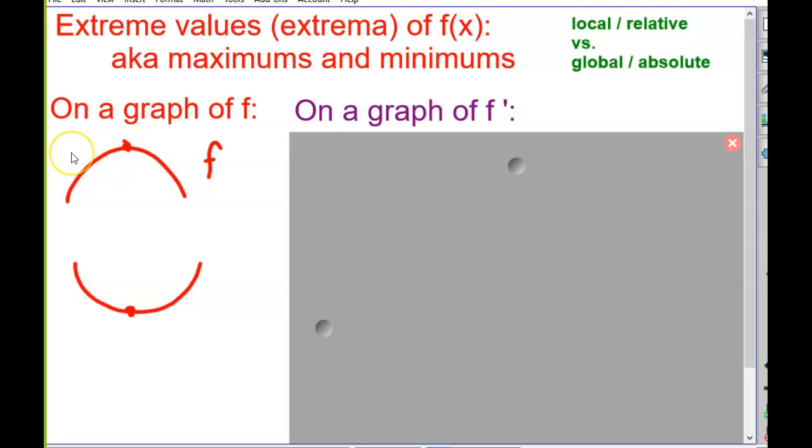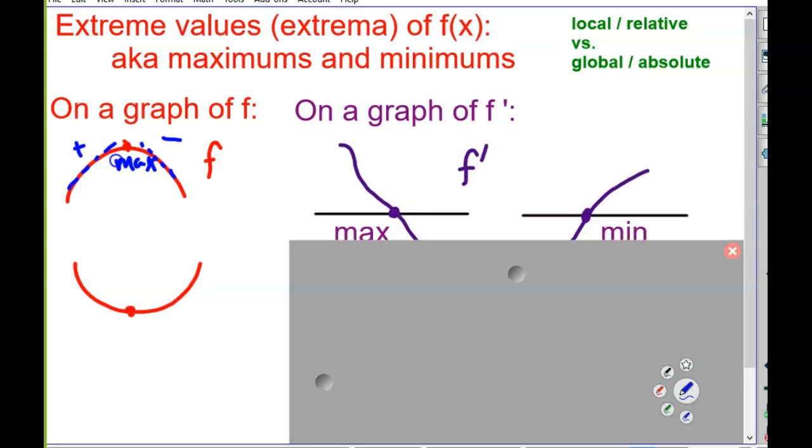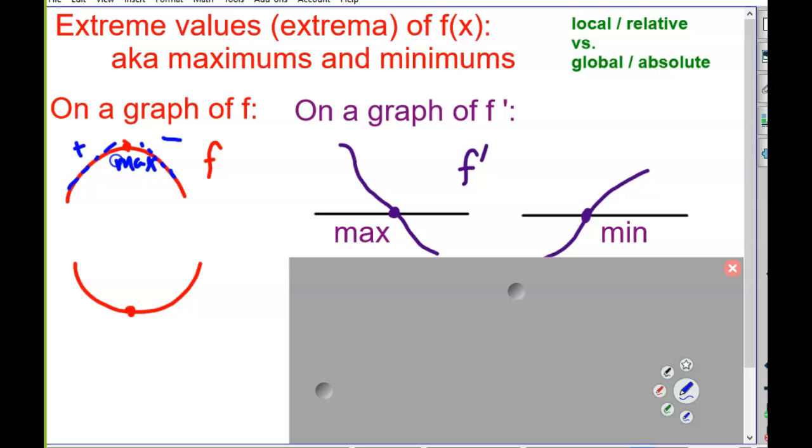Well, if I have a maximum, what do we know about the slopes leading up to it? Positive slopes versus negative slopes. So, what would that look like as a graph? Well, notice, everything leading up to it would be positive slopes. It's above the x-axis. Then we have our zero slope right here at our critical point. And then we've got our decreasing part.